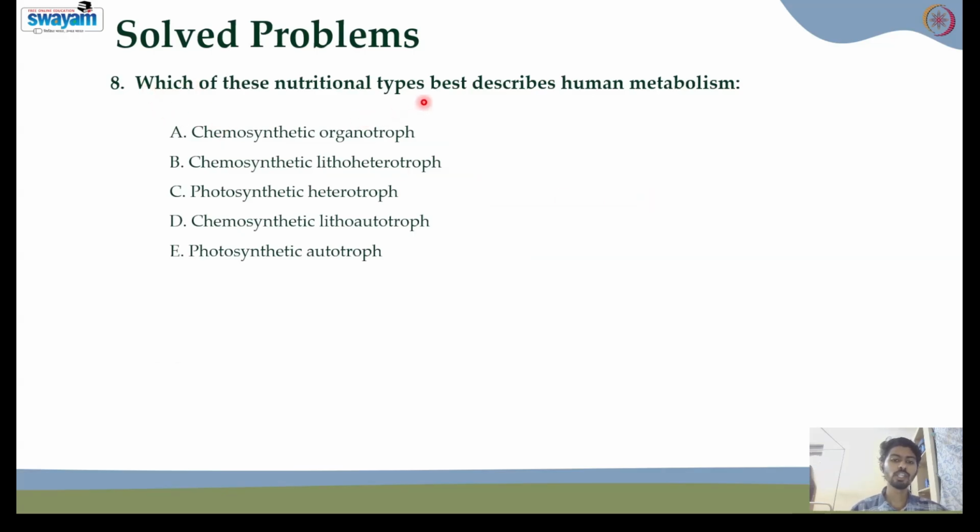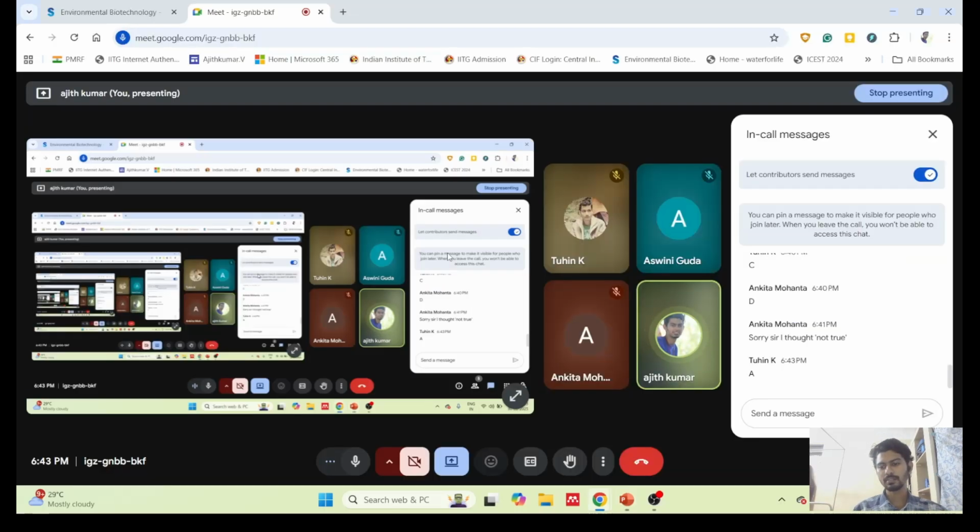Which of the following nutritional types best describes human metabolism? For human metabolism, which of these nutritional types will suit? Option A, chemosynthetic organotroph. Option B, chemosynthetic lithoheterotrophs. Option C, photosynthetic heterotrophs. Option D, chemosynthetic lithoautotroph. Option E, photosynthetic autotrophs. So among these options, which suits best for human metabolism?